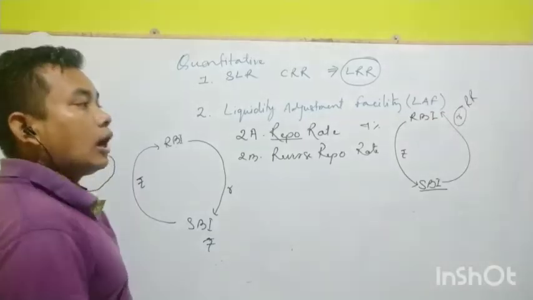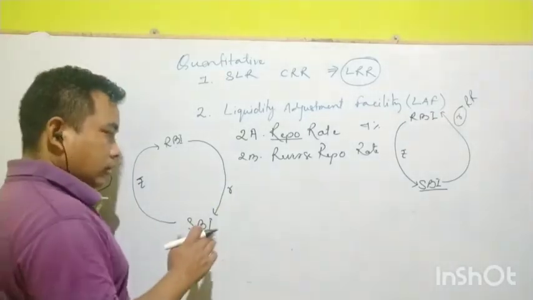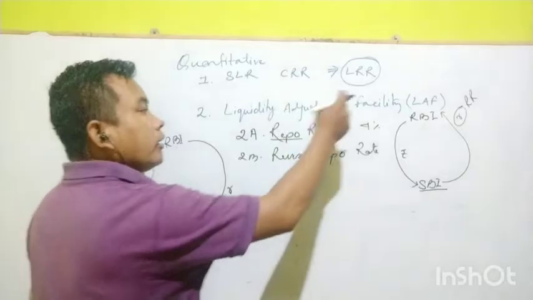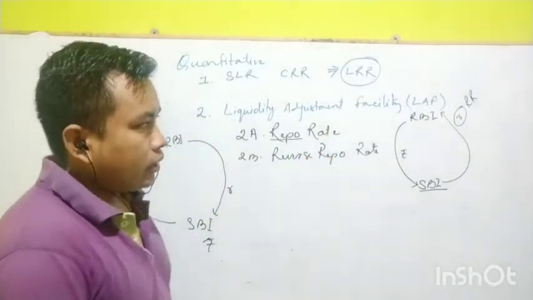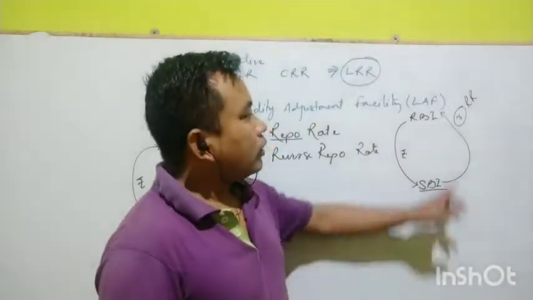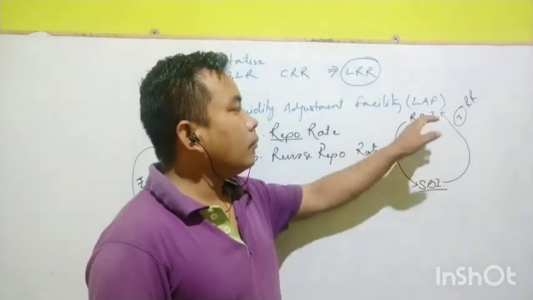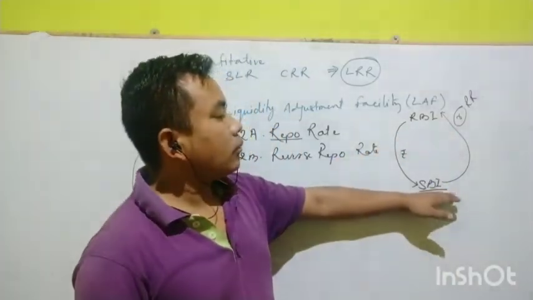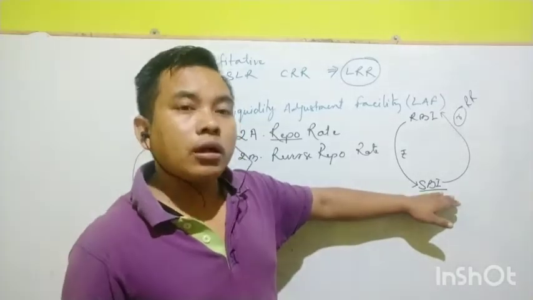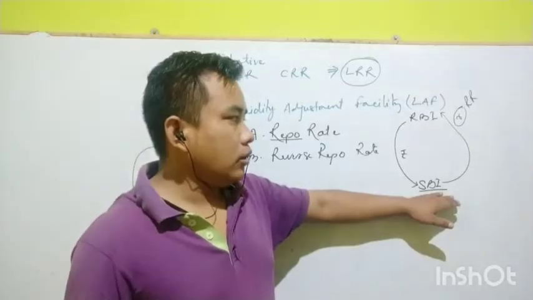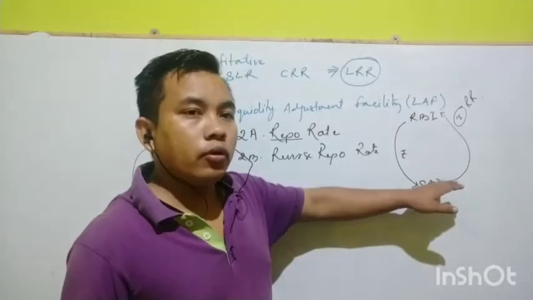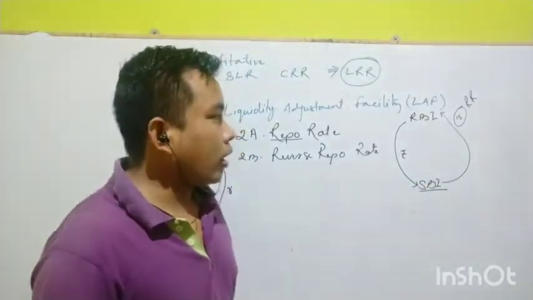Why will repo rate be greater than the reverse repo rate? Here is the answer. Repo rate is the borrowing of money by the commercial banks like SBI for commercial purposes. Since they borrow for commercial purposes, they will have more interest rate. The interest rate is higher.